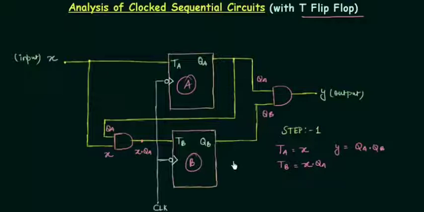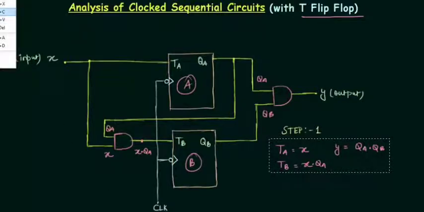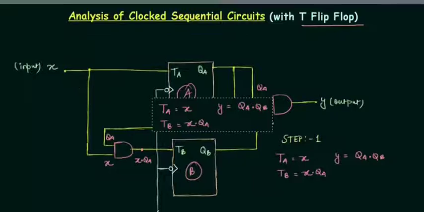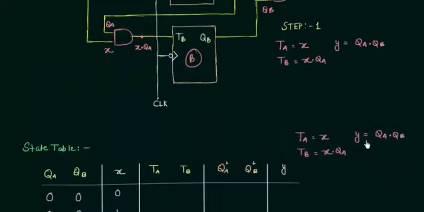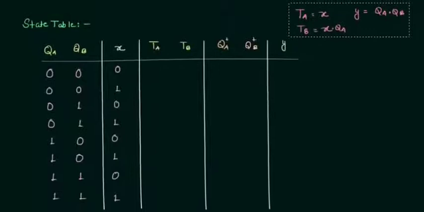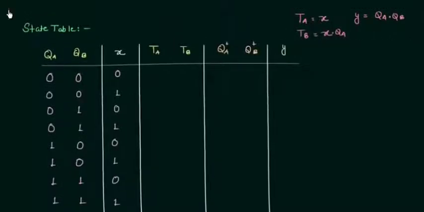As we have the input and output equations, we can now move to the state table. I will copy these equations, paste them, and drag them to the state table so that we can use them. Now you can see these two are my present state, one input X, and the next states are QA plus and QB plus. We will start analyzing this state table, and the goal is to find out the next state and the output.